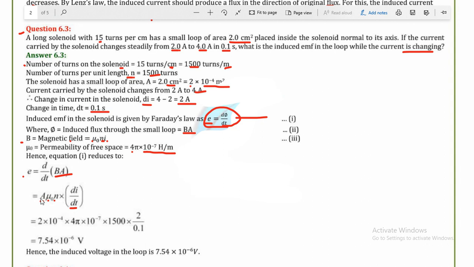Now you can replace the value of A by the given value, 2 into 10 to the power minus 4. Then use the value of mu naught, the value of n, and the rate of change of current, that is 2 by 0.1. After calculation, the final answer will be 7.54 into 10 to the power minus 6 volt. This is the value of EMF induced in this loop.